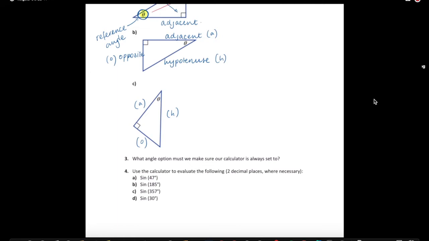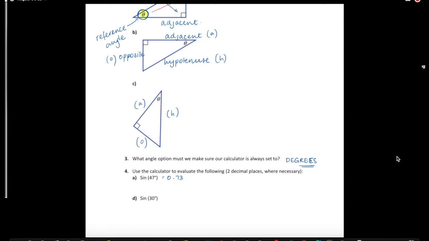So question 3 asks us what angle option we must make sure our calculator is always set to. Just in case you've forgotten, it must always be set to degrees mode. So make sure that your calculator is set into degrees mode, because if it's in radians, which is usually represented by an R, you're not going to get the answer that you're required to have for this particular set of tasks.